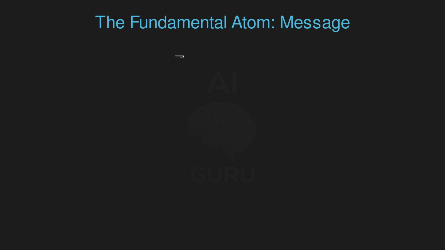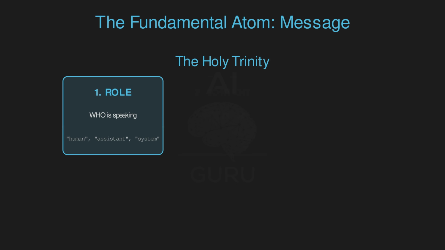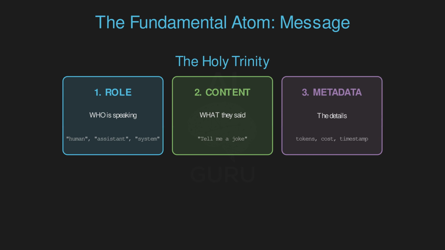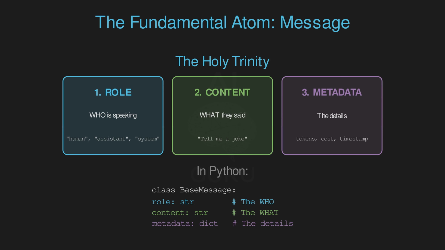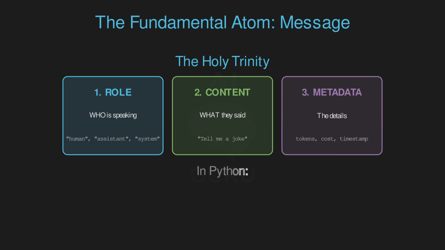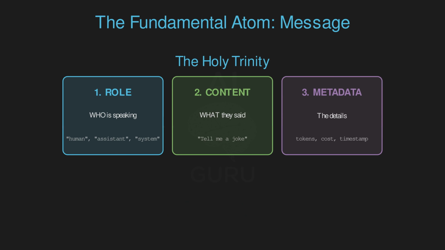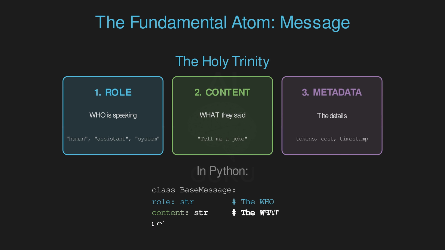Exactly. And in LangChain, they've formalized this. A message isn't just a string in a database, it's a Python class. And if we look at the anatomy, it's surprisingly consistent. No matter which model you use, a message object basically has 3 core components. I was looking at the source code for the base message class. It's pretty rigid. You get role, content, and metadata. That's the holy trinity.